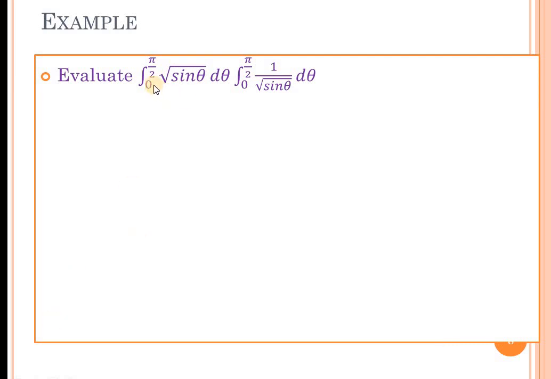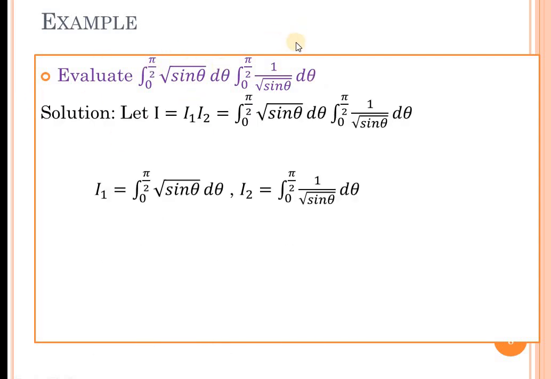Integration 0 to pi by 2 root of sine theta d theta into integration 0 to pi by 2 1 upon root of sine theta d theta. We have to evaluate the value of this integration.